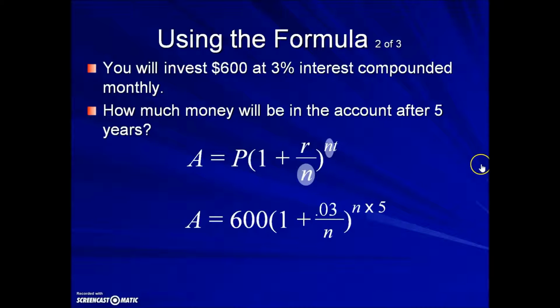Next, we need to determine the value of N. That corresponds with the number of compounding periods. This problem indicated that the money will be compounded monthly, and monthly is equivalent to 12 numerically. Before we enter this into our calculator, we do want to simplify this exponential power into a single digit. So 12 times 5, we're going to replace with a 60.